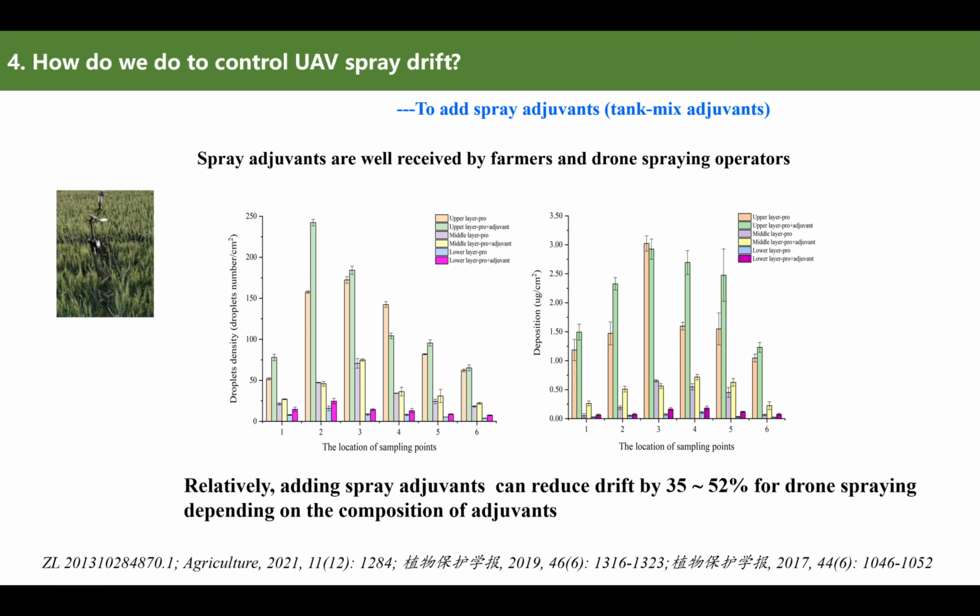The third strategy is to add spray adjuvant. Nowadays in China, spray adjuvants are well received by farmers and drone spraying operators. These two pictures are one sample of adding spray adjuvants. Relatively, adding spray adjuvant can reduce drift by 35 to 42% for drone spraying, depending on the composition of adjuvants.